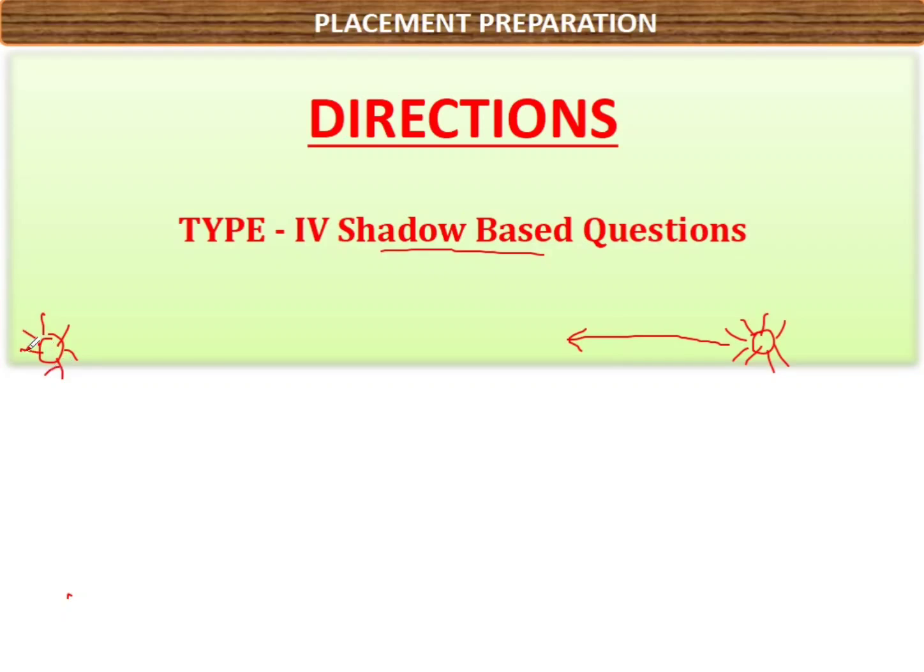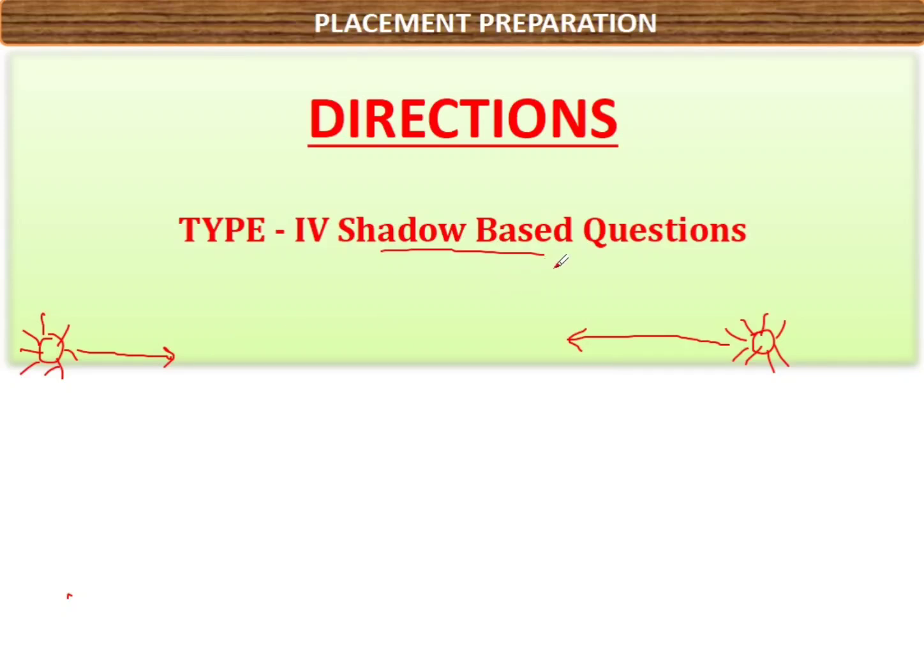Now evening time, sun will be in which direction? Sun will be in west direction. Evening time before sunset, sun will be in west direction. When sun will be in west direction, towards which direction our shadow will fall? Our shadow will fall towards east direction. This much basics, you know.